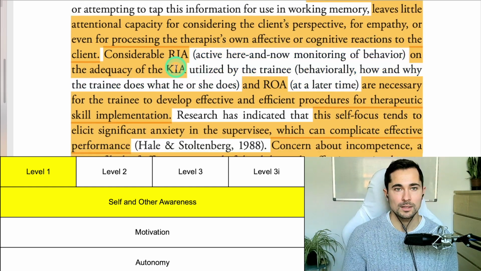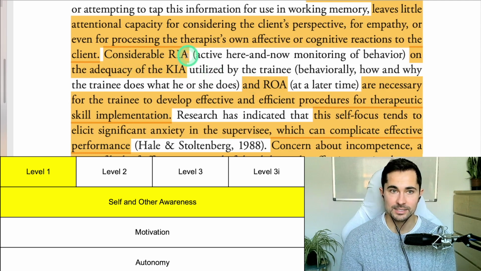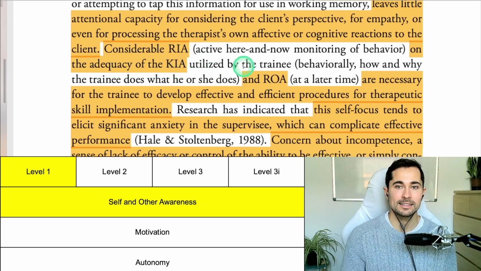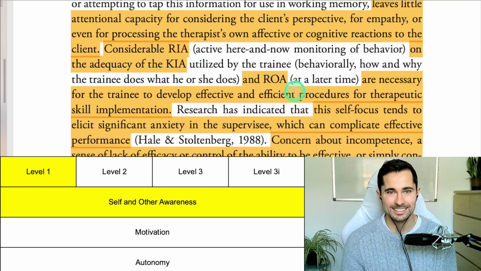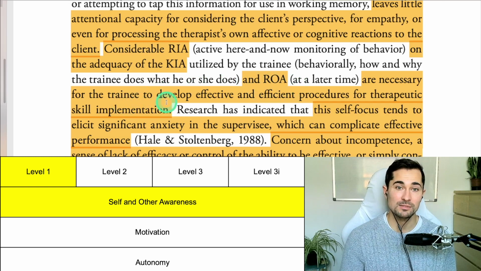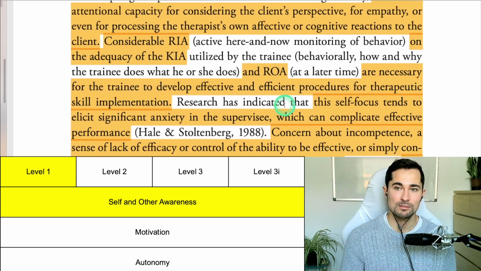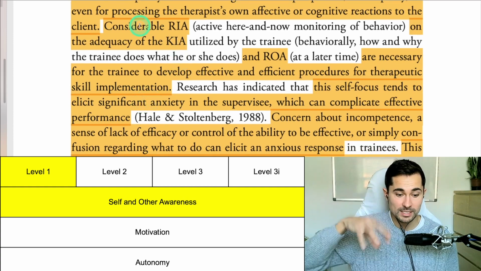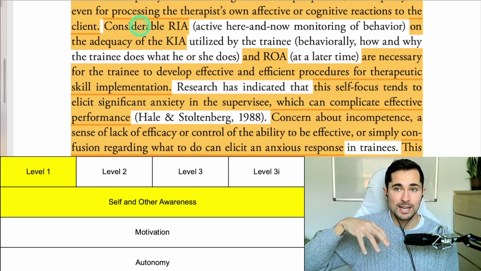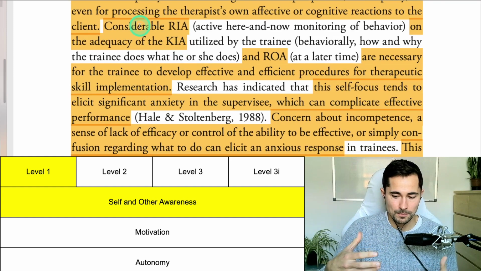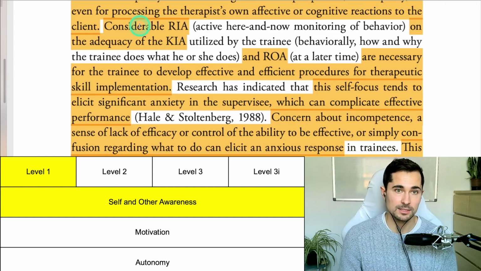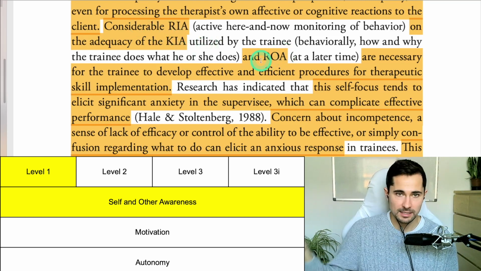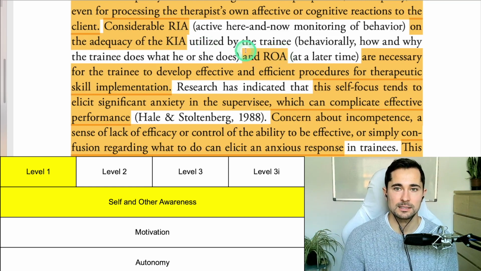Considerable reflection in action on the adequacy of knowledge in action and reflection on action are necessary for the trainee to develop effective and efficient procedures for therapeutic skill intervention. So at level 1, I need to do a lot of reflecting on what's happening here and now, and on how adequate my muscle memory of using these skills is. And also I need to do a lot of reflecting on my actions after the fact.